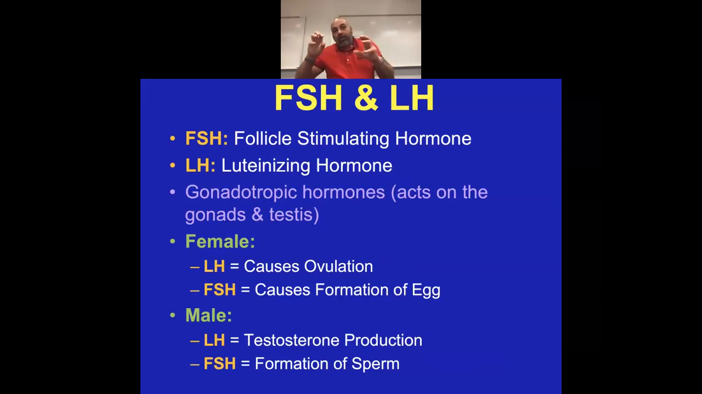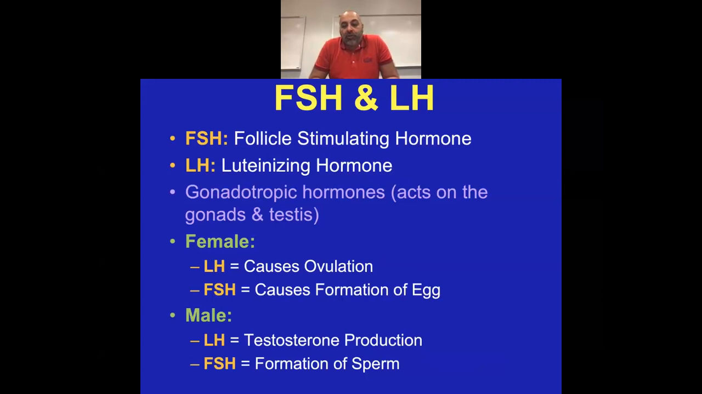FSH, follicle stimulating hormone, is what causes the egg to begin to develop. So the woman is born with her eggs. They're called primordial follicles. When FSH comes down, it stimulates that primordial follicle to start developing and maturing, to finish meiosis is what it's doing. Once it's large enough, it stimulates the brain through the release of estrogen to release LH, which causes the egg to exit the ovary.